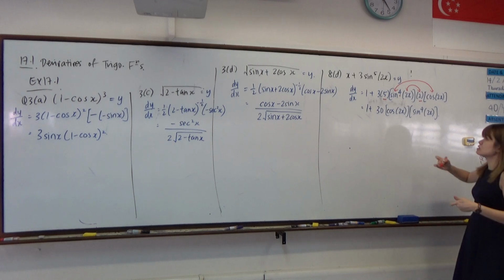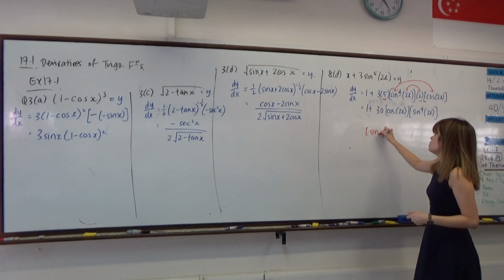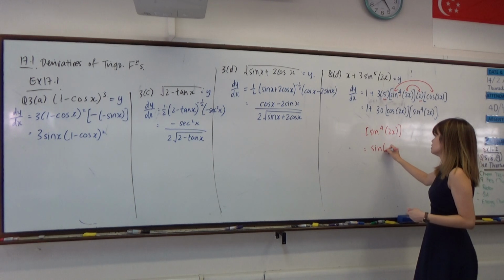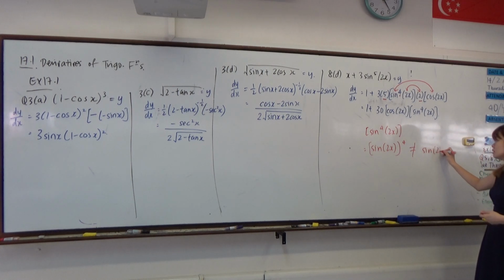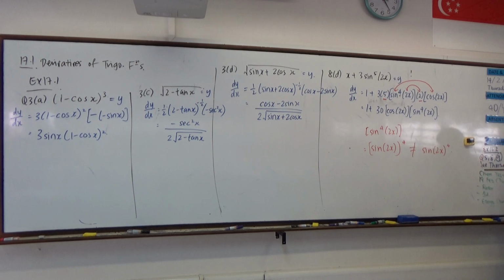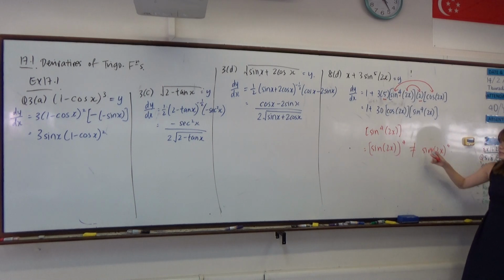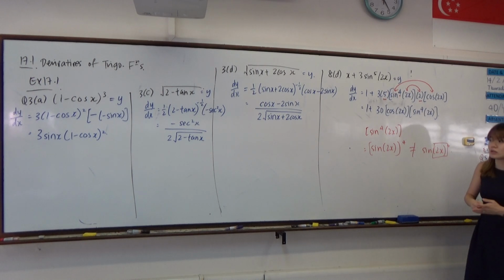Why is the 4 outside the bracket? So you can alternatively write sine to the power 4 of bracket 2x in this manner, but you cannot write it in this manner. This and this are equivalent, but this and this are not equivalent, because this means that the power of 4 is only for 2x. So please take note of how you write your trigonometry.